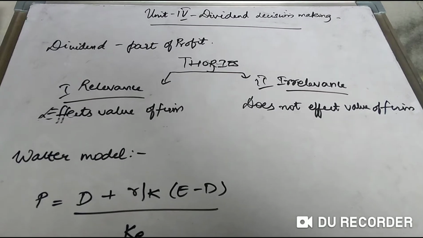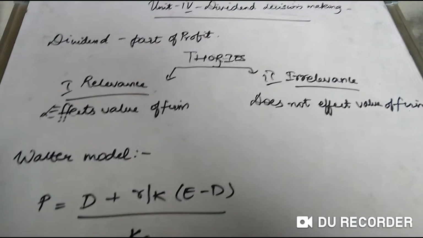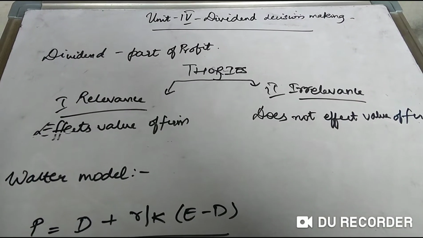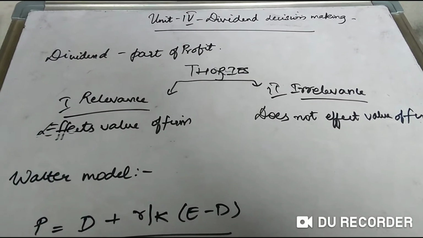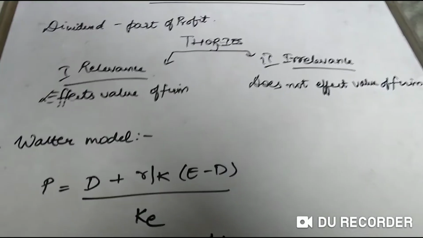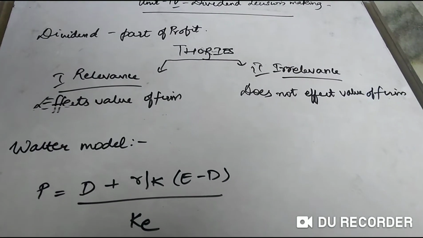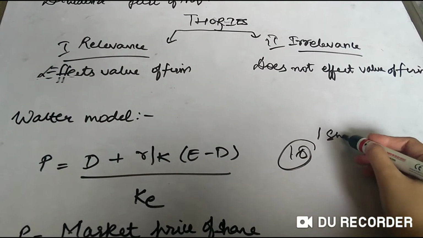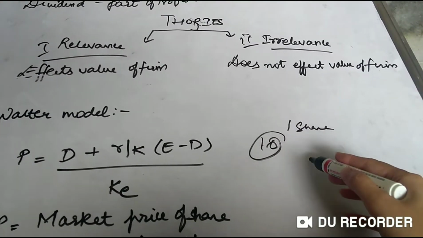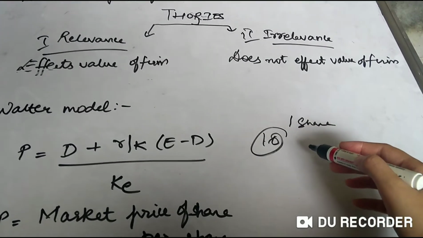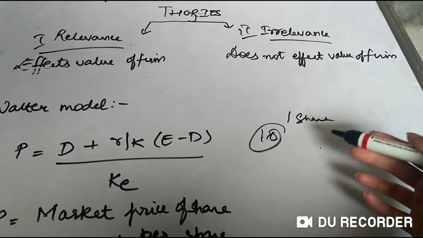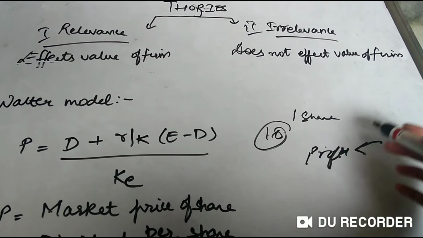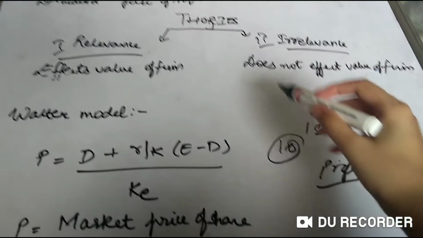First one is relevance and second one is irrelevance. First we'll see what you mean by dividend. Dividend is nothing but the returns which you pay back to your shareholders. If somebody is investing in your company, for instance one share is for 10 rupees, they will require some return, that means they will be expecting some profit. Whatever you give back to them is known as dividend.